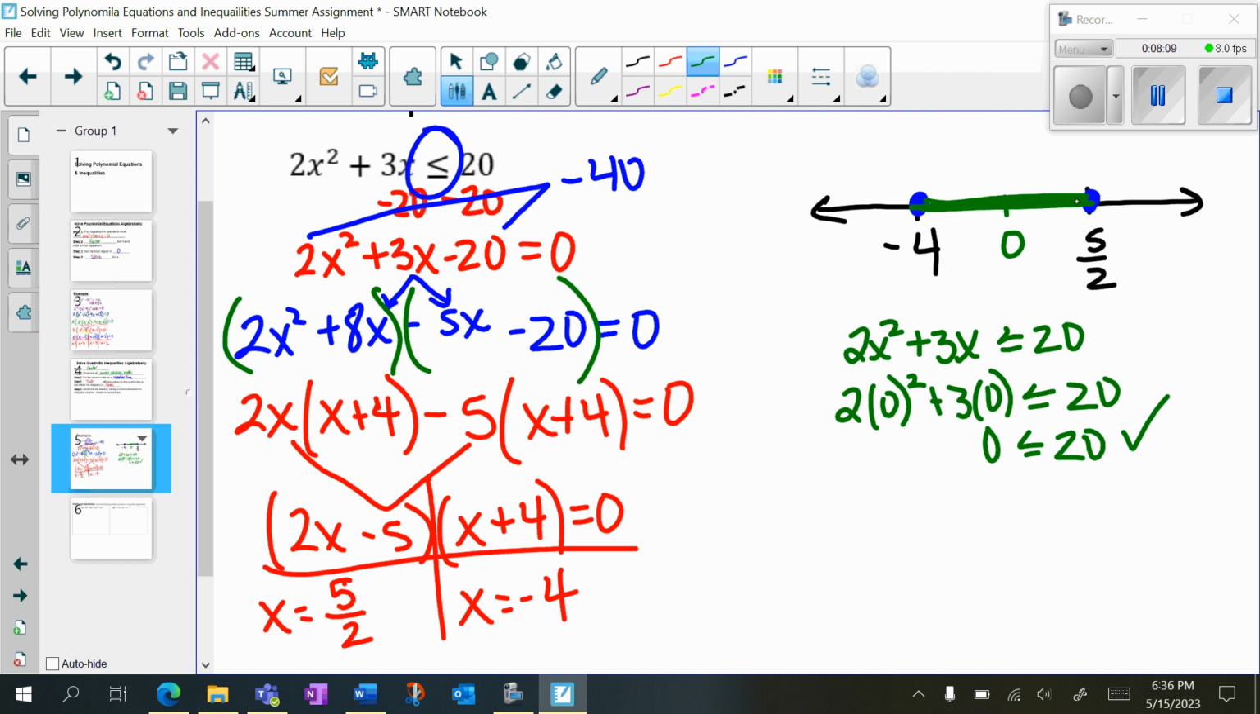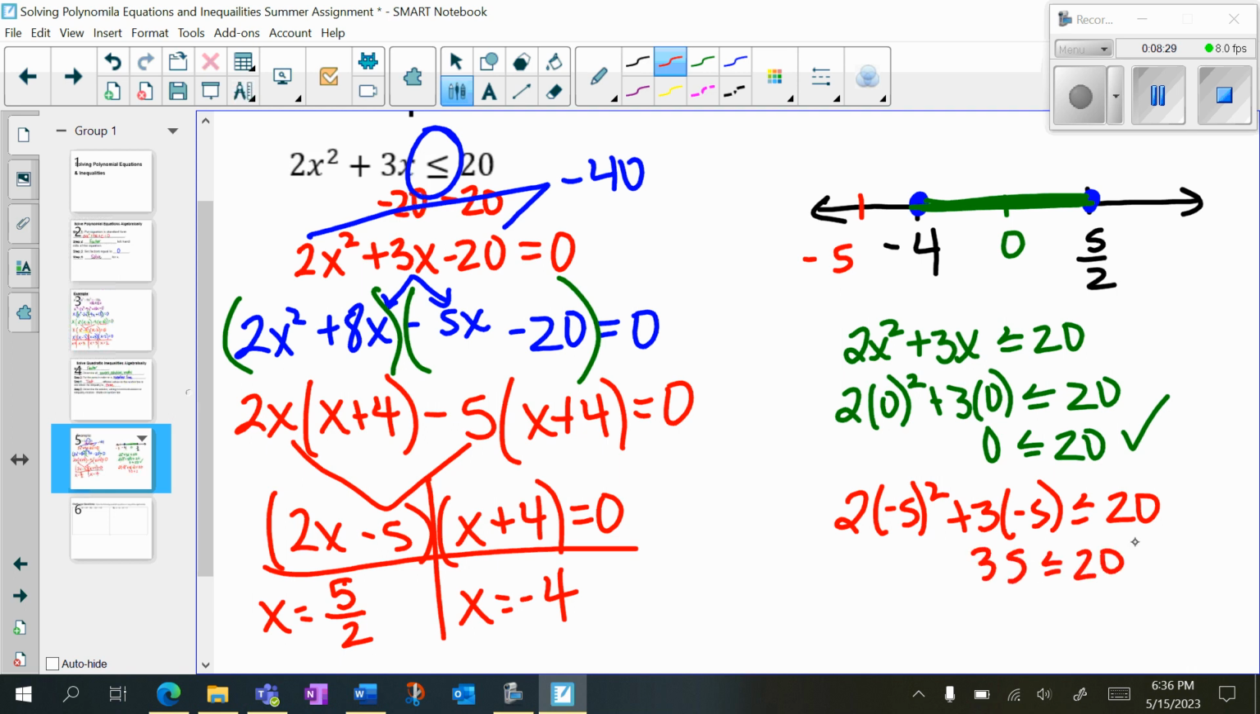Now, technically, I could also be testing numbers outside, so I could test negative 5 if you want to try that. So if I did 2 times negative 5 squared plus 3 times negative 5 less than or equal to 20, is that true? So what would I get? I would get 35 is less than or equal to 20. That's not true. So we wouldn't be shading on the outside because that's not part of my solution set.